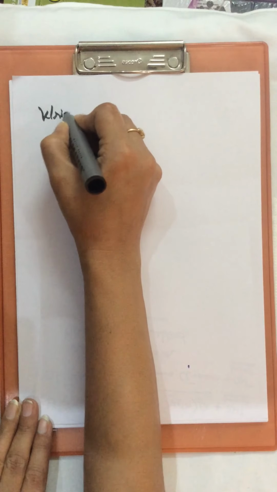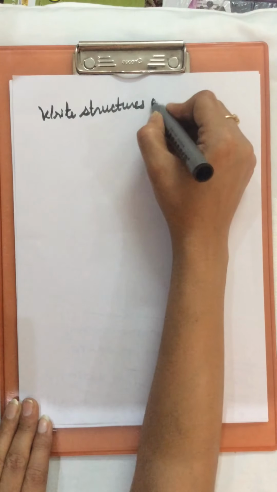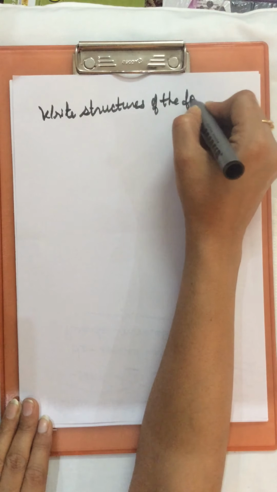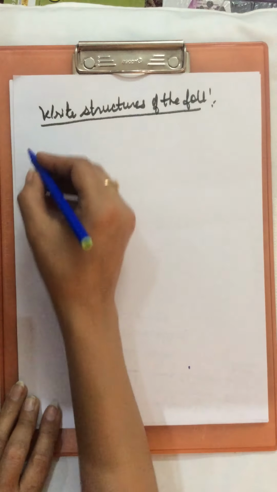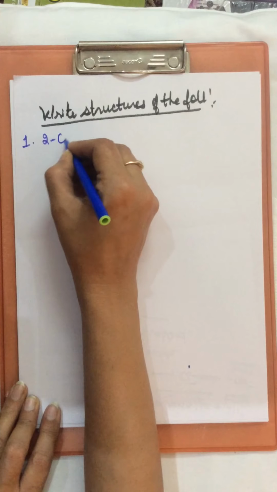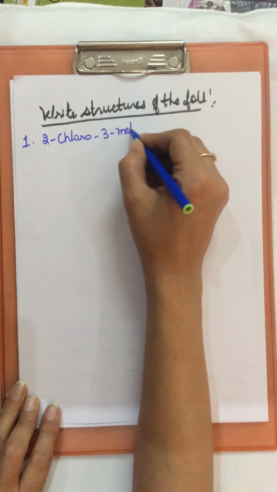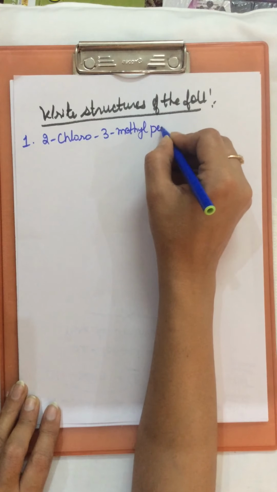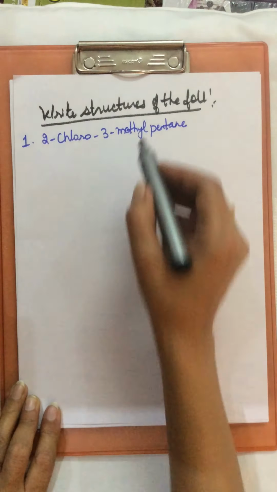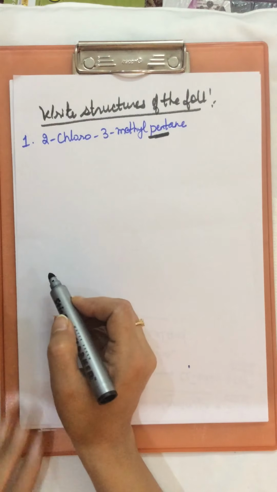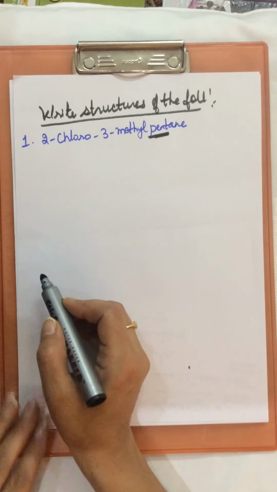Write structures of the following. Now IUPAC name is given and we have to draw the structure of that compound. First is 2-chloro-3-methylpentane. To write the structure of this, first we start with the word root. Word root, there are 5 carbon atoms, pent. Pent is a word root, so there are 5 carbon atoms.